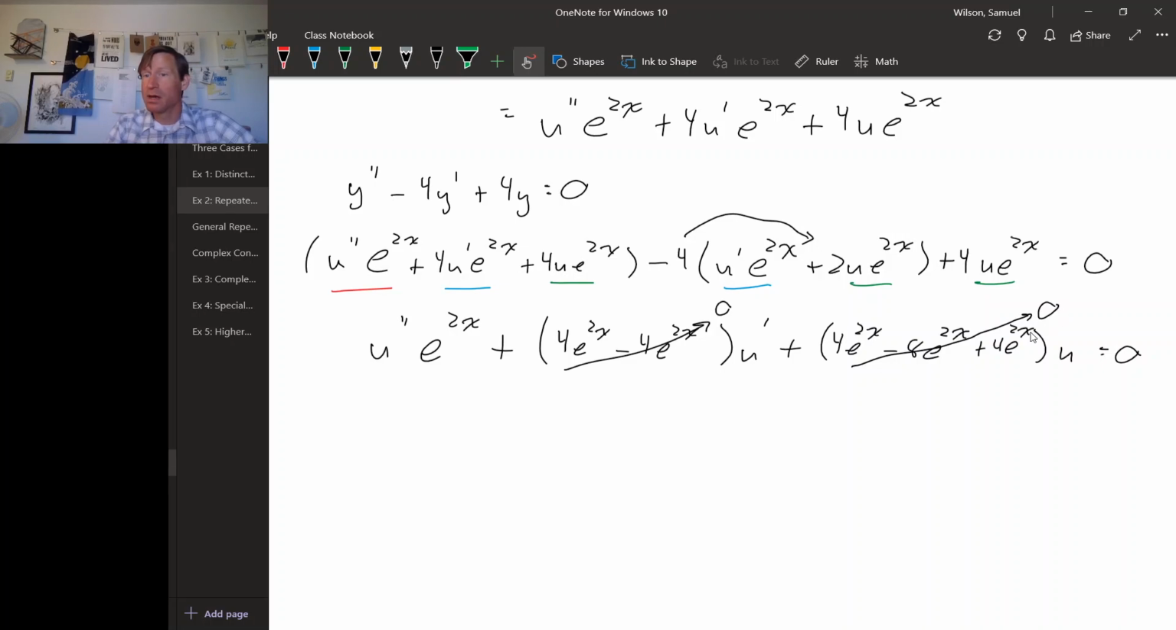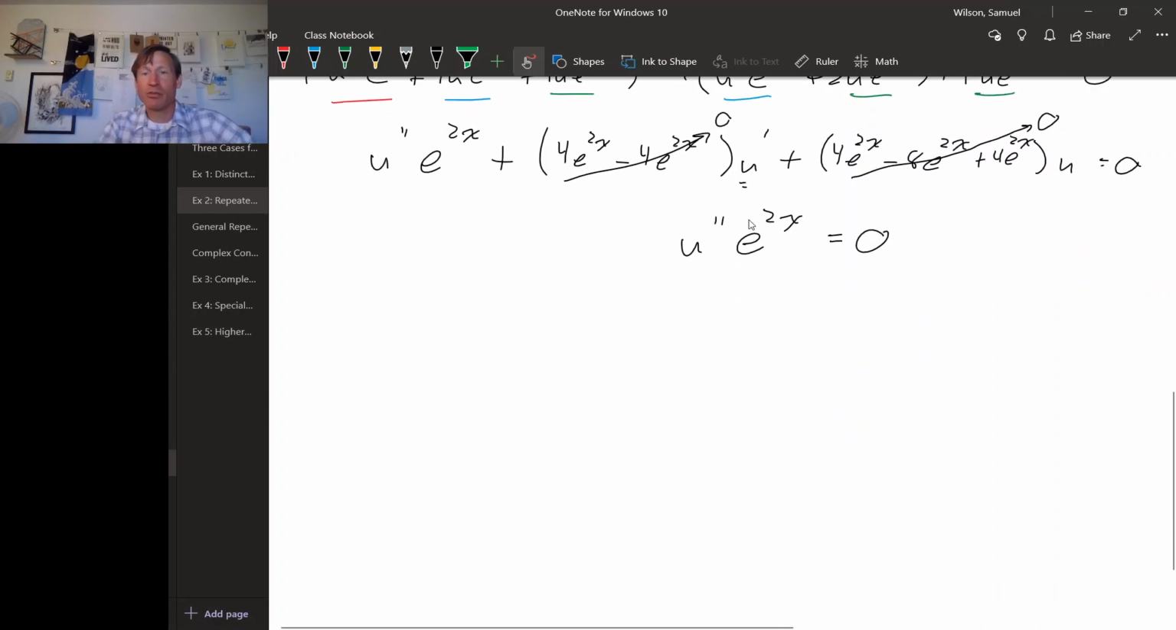We knew ahead of time that that should happen, because that means we did our reduction of order correctly. Looking at this whole thing, what we get is u double prime times e to the 2x equals 0. In general, from reduction of order, it's possible for the u prime term to survive, but for this particular example, it didn't. Now remember we're looking for u, so divide both sides by e to the 2x. You get u double prime equals 0.